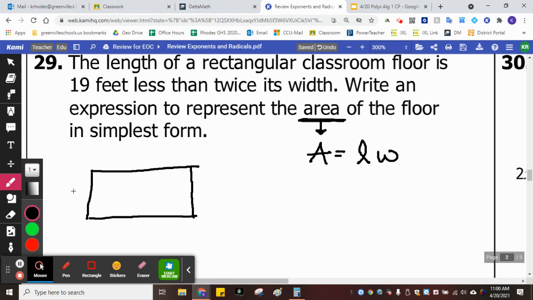So if the width is x, the length is twice the width. So if the width is x, the length is twice the width, so twice x, or 2 times x, 19 feet less than that. So minus 19. Remember, less than, you always put that last. Less than goes last, minus 19.